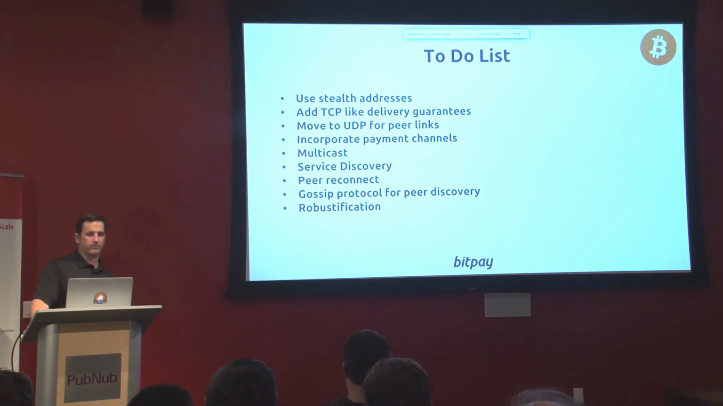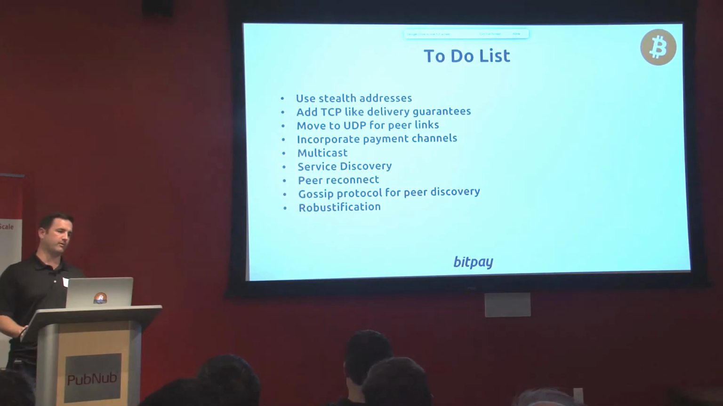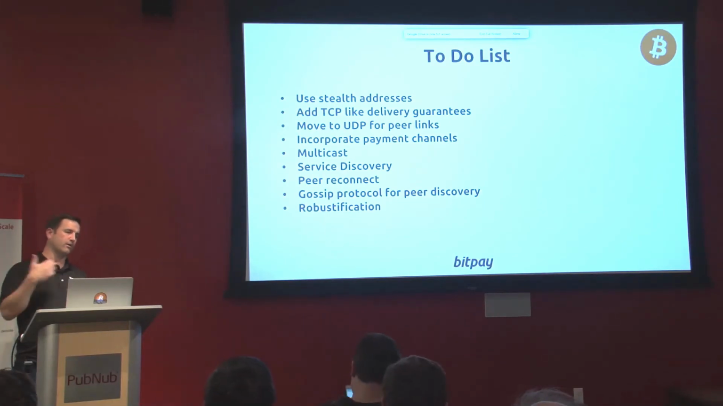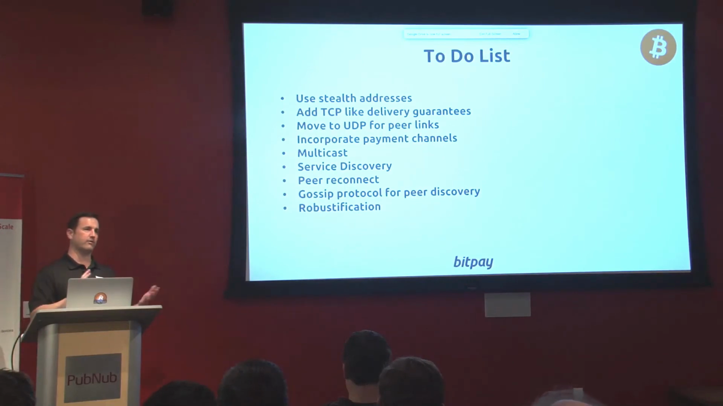The next thing is move to UDP for peer links. So if we add TCP-like delivery guarantees end-to-end, then we can make the peer links run on UDP instead of TCP. And then we can send data over a connection and not request those TCP guarantees. So we would have the equivalent of TCP versus UDP-like delivery end-to-end on the Foxtrot network.